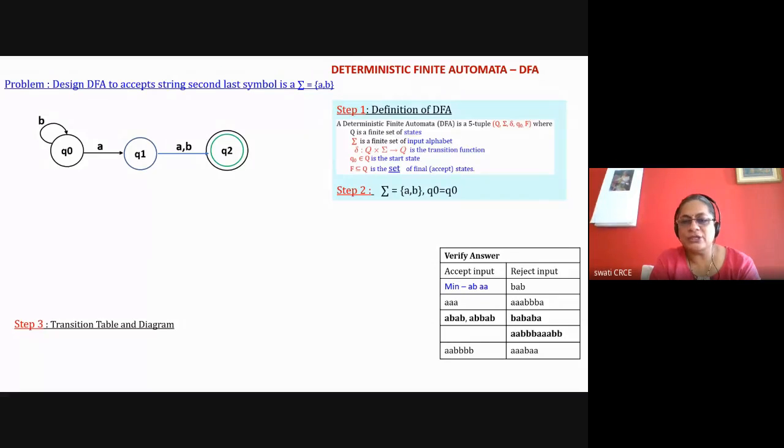Q2 with A. Isha is saying Q1, that is correct. So it will remain in the same state because your second last symbol will be A only. No, is it happening that way now? Suppose now my string is, okay, I'm drawing this way. Now suppose my string is A, B, A. It is reaching Q2.